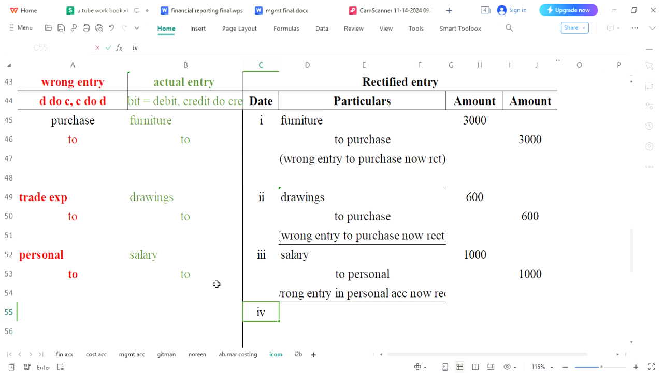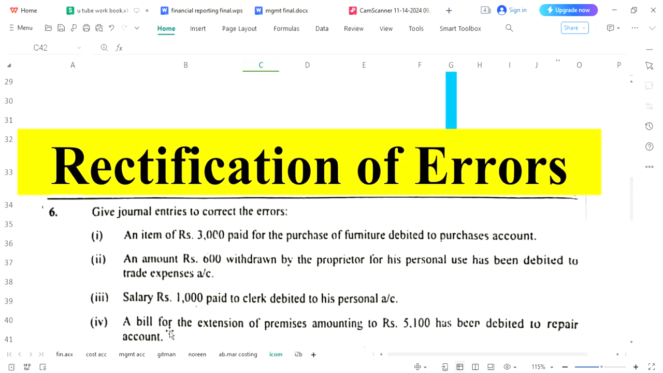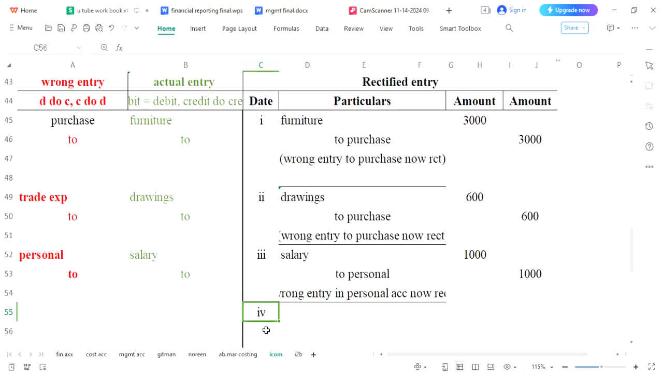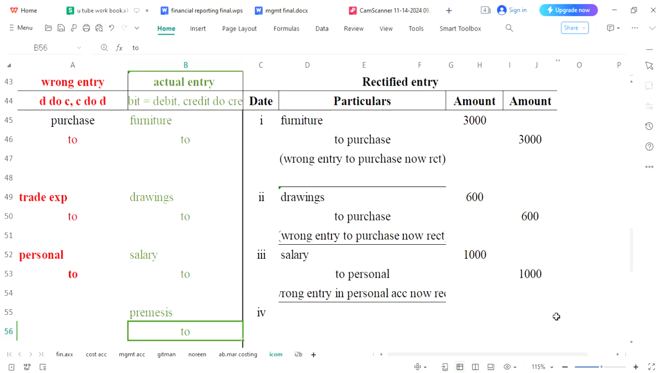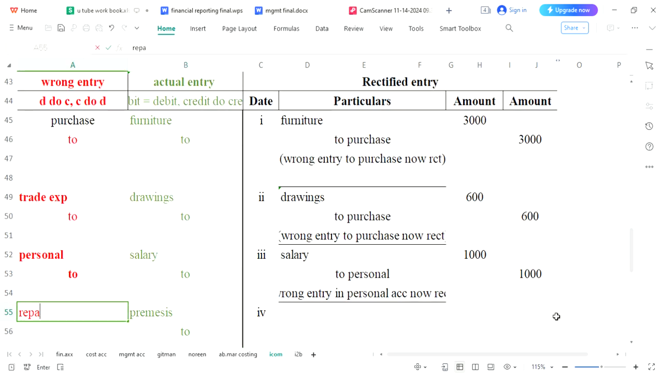Now we will see the fourth entry. A bill for rupees, extension of premises. As you know, for installation, erection, manufacture, construction, purchase or addition of any asset, we will debit the asset. So actually a premises was made. Premises is an asset. Asset should be written on the debit side. So we were supposed to write premises on the debit side. Now let's see what mistake we have done. It had been debited to repair account. There is no concept of repair, but by mistake the accountant had written it on the debit side.